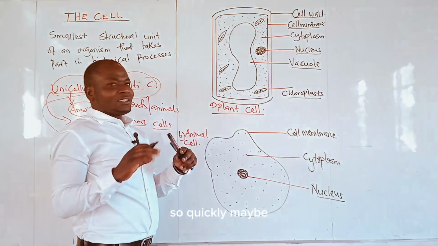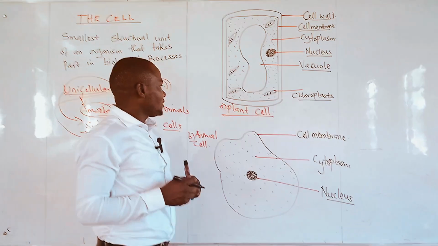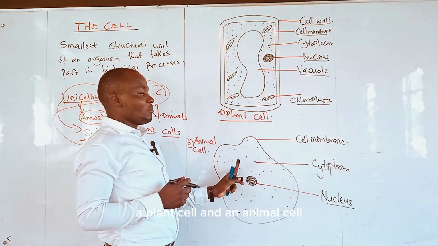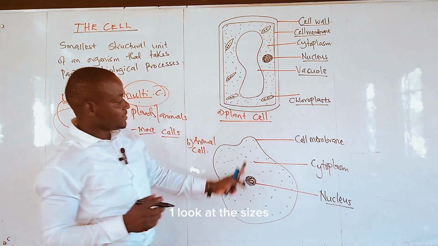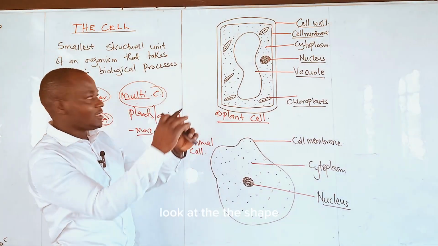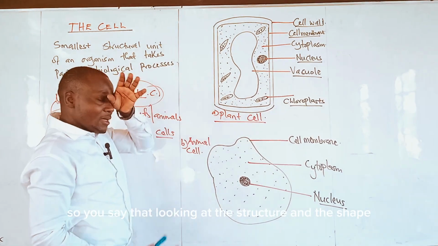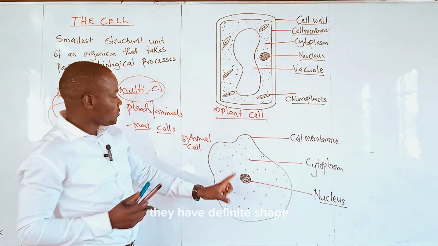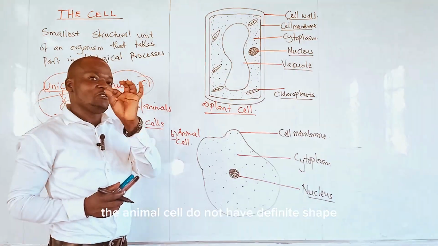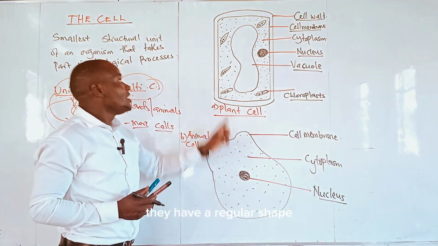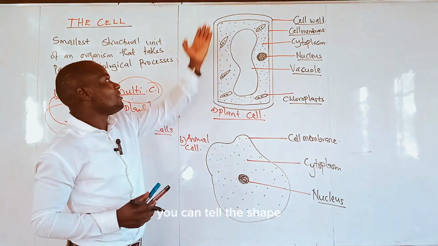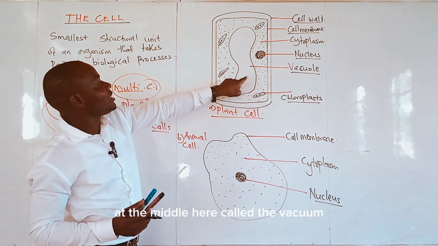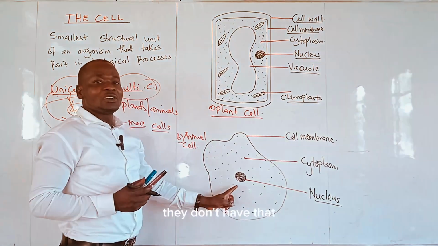So quickly, maybe in 2 minutes, we can look at the differences between a plant cell and an animal cell. One, look at the size and look at the structure and the shape. Looking at the structure and shape, the plant cell has a definite shape. The animal cell does not have a definite shape. In other words, it has an irregular shape. The plant cell has a regular shape. You can tell the shape by just looking at it. Then look at the middle here, they have something called the vacuole. Animal cells don't have that.